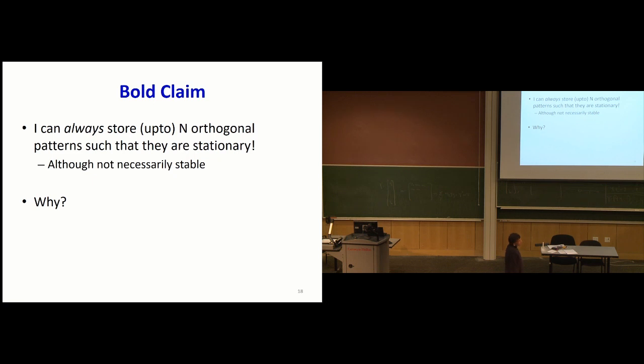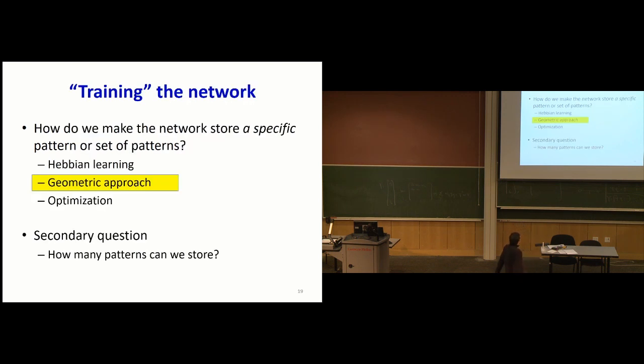But then we ended with this bold claim that if I have an n-bit network, I can store up to n orthogonal patterns that are stationary, although they may not be stable. So where does this claim come from? It comes from the geometric approach to the whole process of optimization.